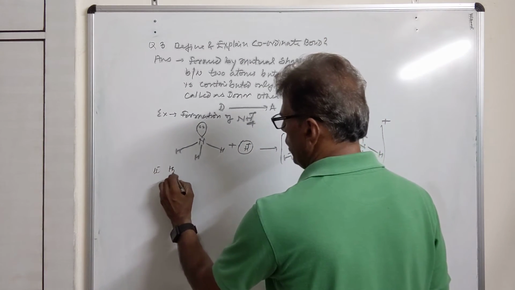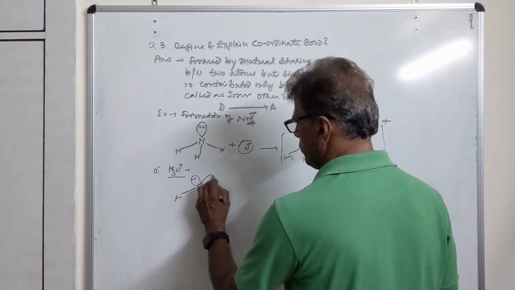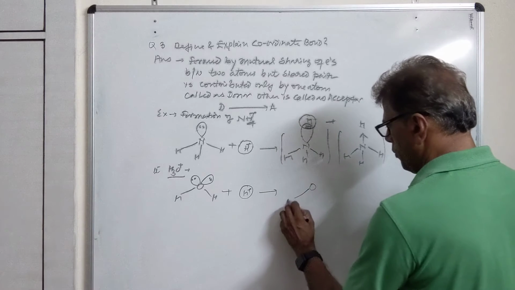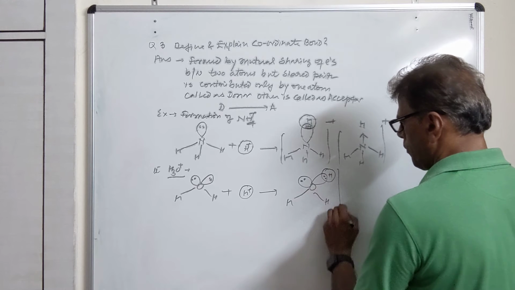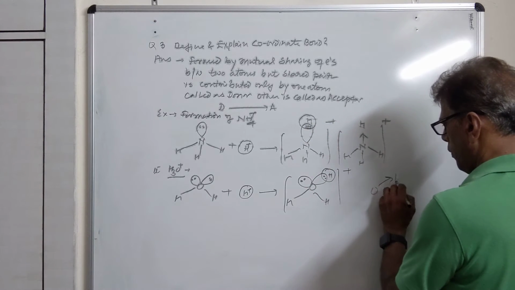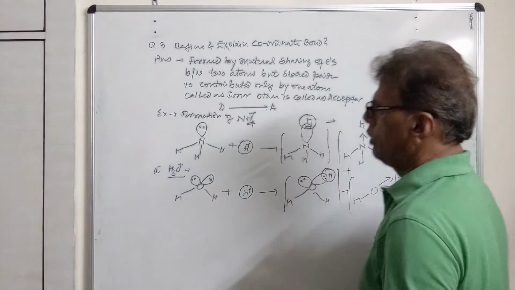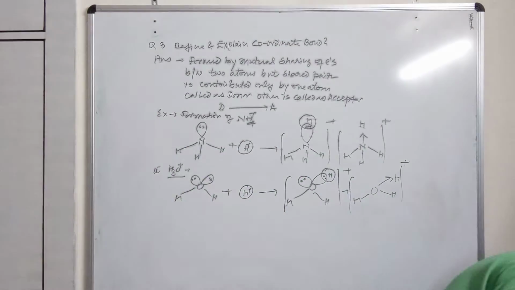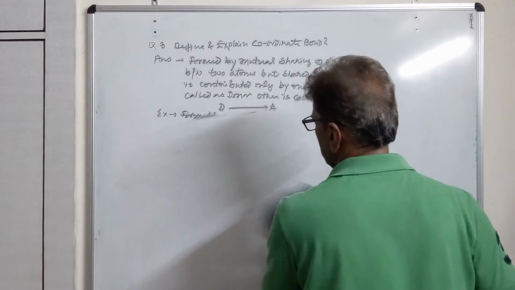Then we have formation of hydronium ion. Water, we know, is having two lone pairs of electrons, but at a time one lone pair will be contributed. So it will be forming hydronium ion by contributing one lone pair. This is the explanation of coordinate bond, how it is formed. Now we come to the next topic. What is resonance? What are resonating structures? And what is resonance energy?